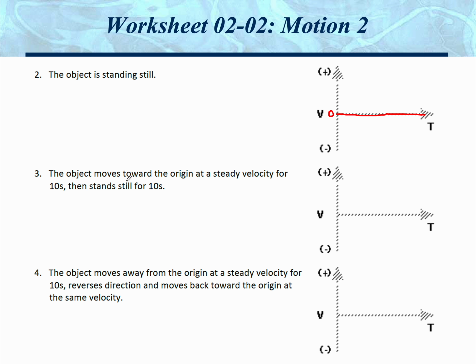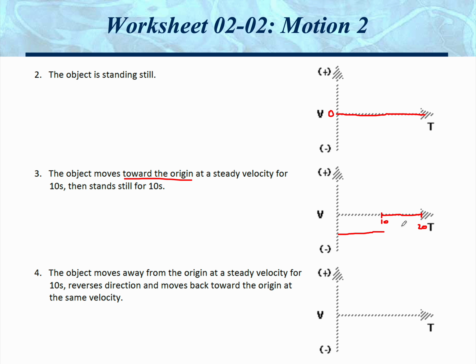Car moves towards the origin at a steady rate for 10 seconds, then stands still for 10 seconds. If you're moving towards the origin, if you're on the positive side, that would mean you have a negative velocity because you're heading back towards the origin for 10 seconds. I'm going to put 10 on here. And then you're going to be standing still for 10 seconds. So all the way out to 20 seconds, you have no velocity.